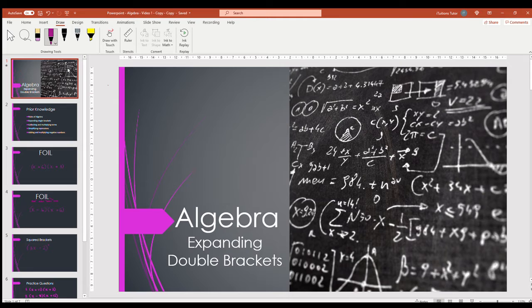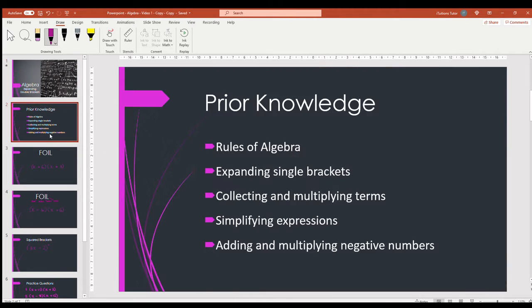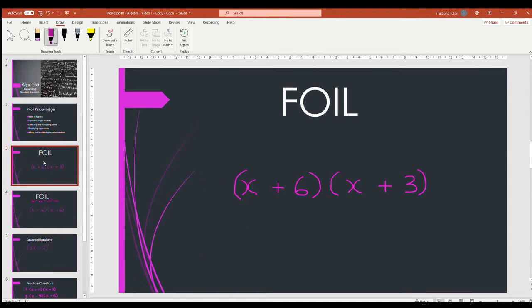In this session, we will look at how to expand double brackets. Before you start, you must have previous knowledge of these areas. I have covered these in my previous videos. Expanding double brackets is a bit more tricky than single brackets. This time you have to multiply everything in the first bracket by everything in the second bracket. I will use the FOIL method to show you how to do this.